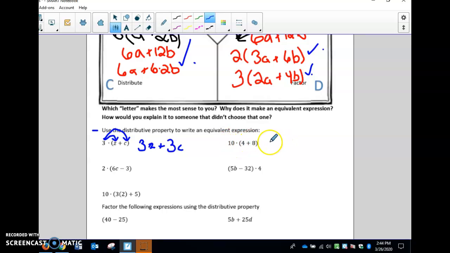Similar, I've got 10 times 4, which I know is 40. And then 10 times 8, which I know is 80. And I end up with 120 because 40 plus 80 is 120.